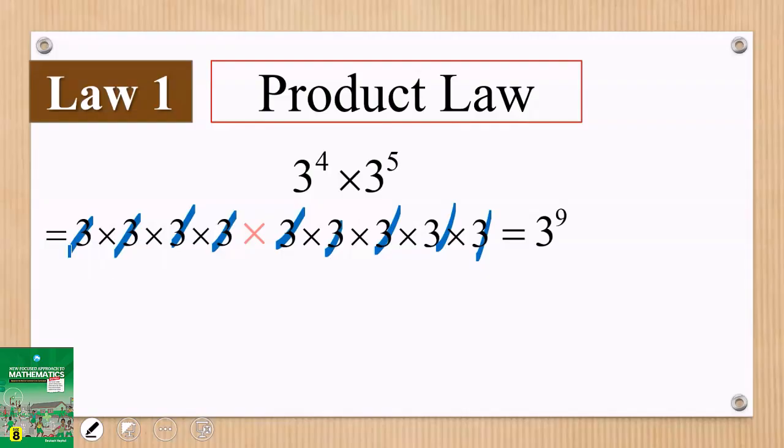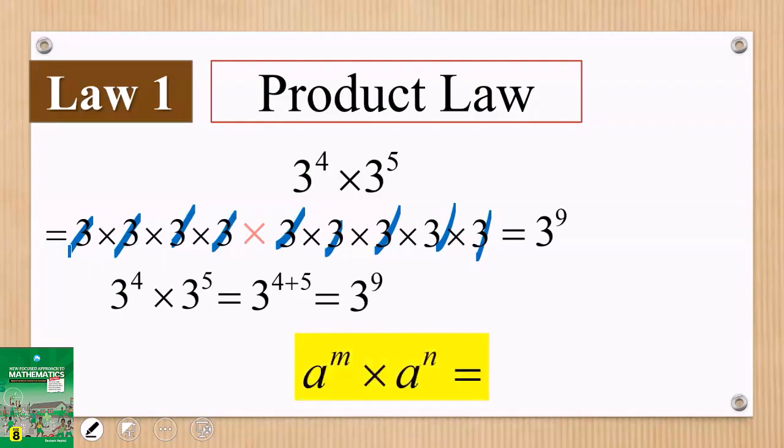Now, what it means also is that if I have 3 exponent 4 times 3 exponent 5, instead of writing them one after the other like the repeated multiplication, you can just write 3 exponent 4 plus 5, which will still give you the 9. And so with this, we can come out with a law and say that anytime I have a number to an exponent times the same number to a different exponent, I can just write one of the numbers and then add the exponents.